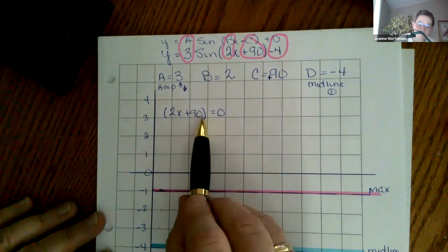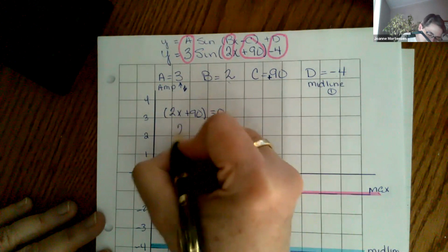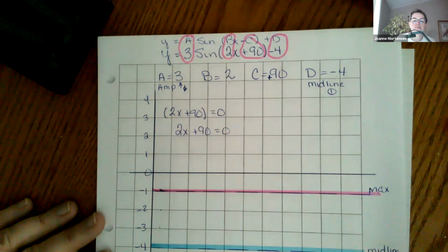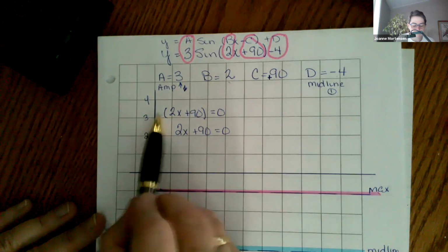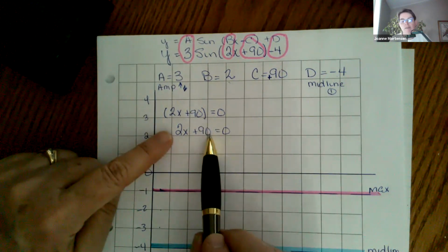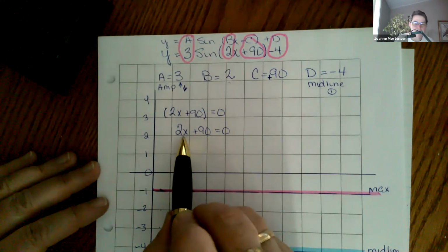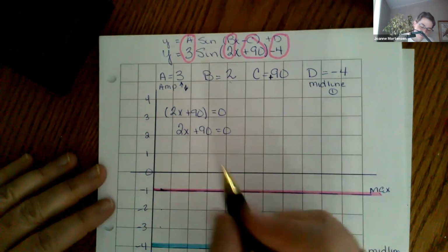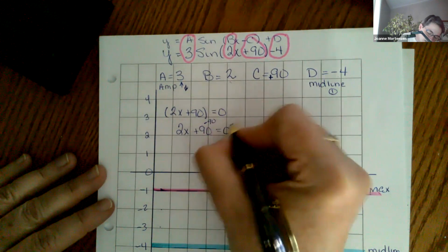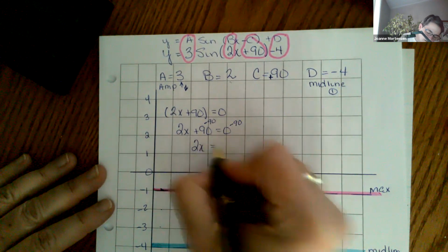Now, I really don't need those brackets there. So let's do it mathematically. 2x plus 90 is equal to 0, because there's nothing out in front, they're gone. Or you could just start by writing this one. Now we need to solve this equation for x, because x is going to tell me where I start. So the first thing I want to do is subtract 90 from both sides. So then I've got 2x is equal to minus 90.